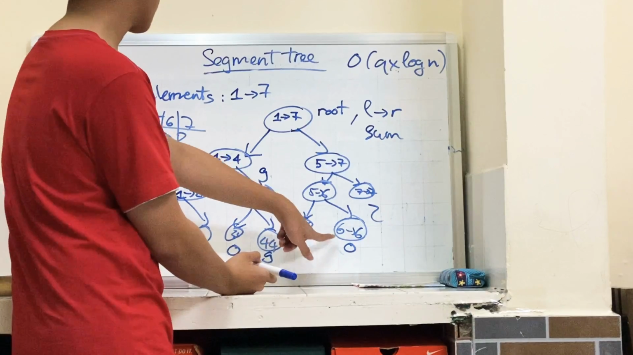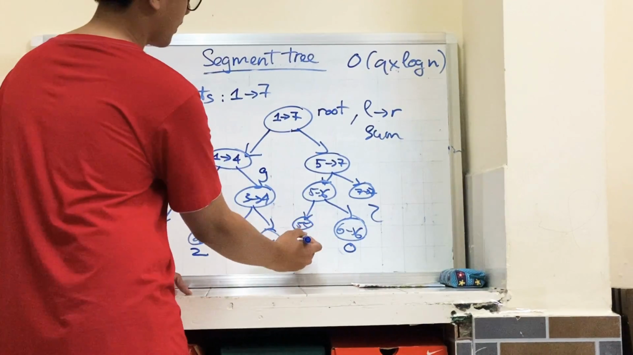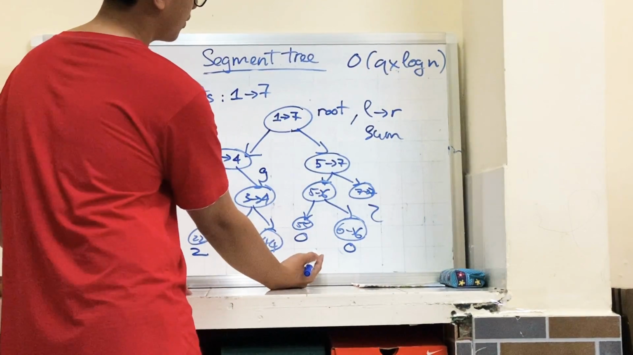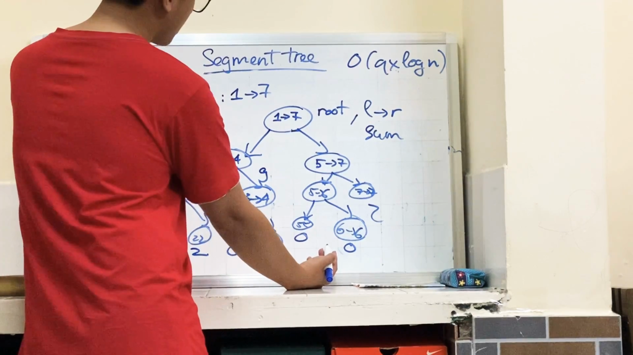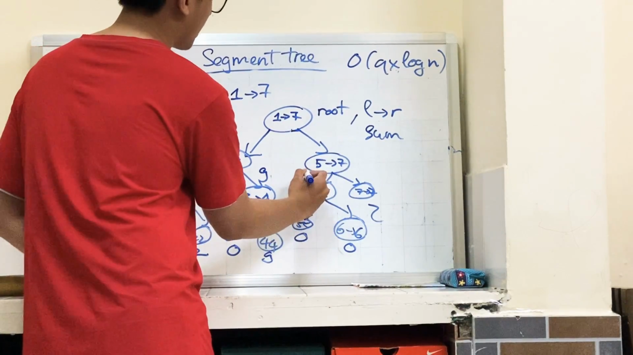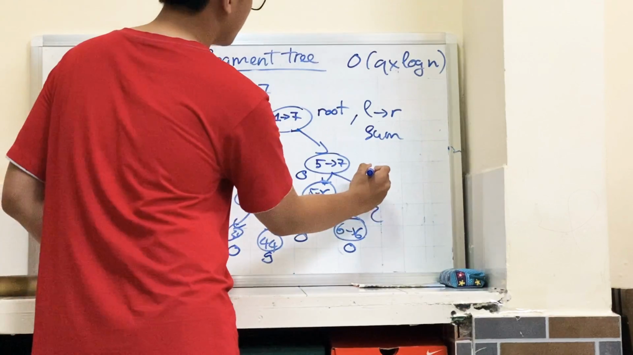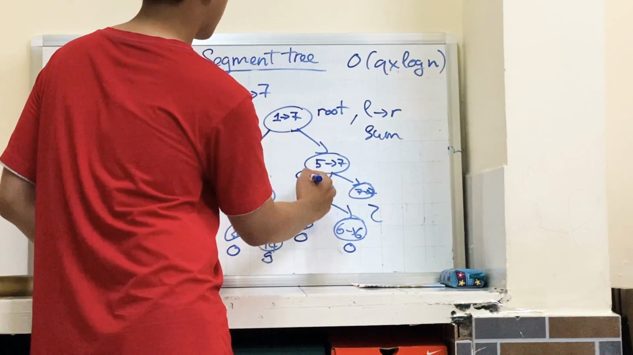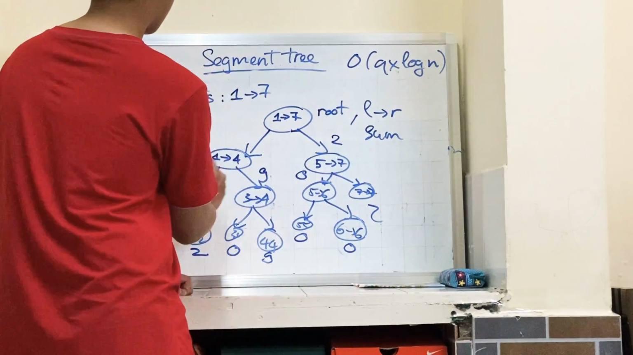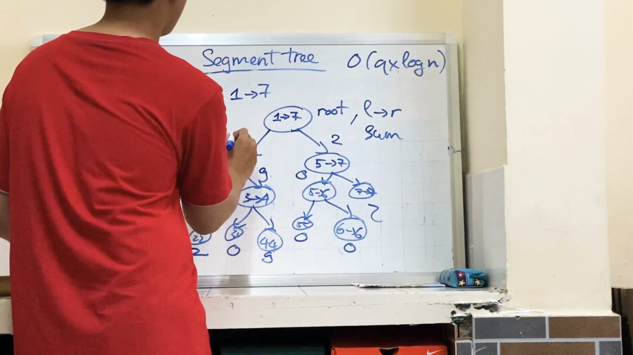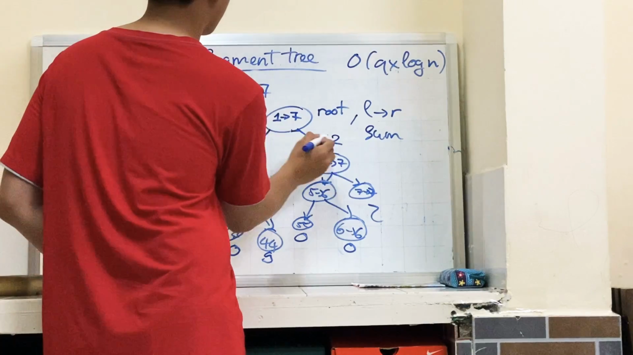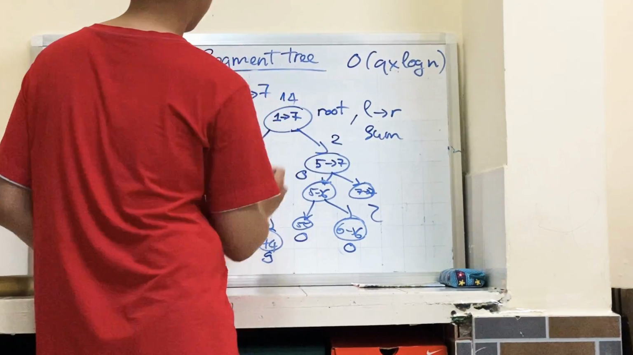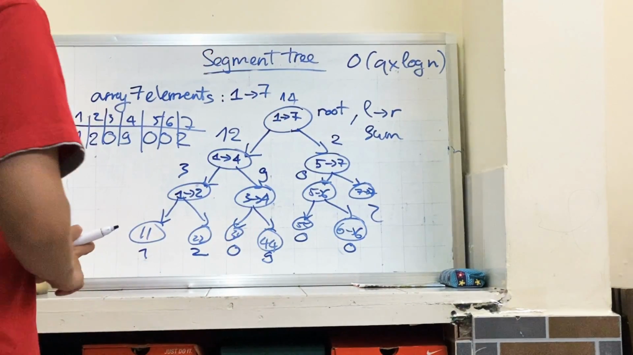And 5 to 6: you take the left node plus the right node, so it becomes 0. And 7 to 7 remains 2. So 0 plus 2 is 2, 3 plus 9 is 12, and 12 plus 2 is 14.